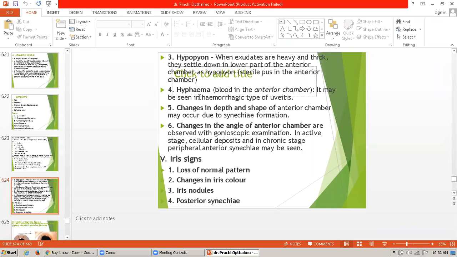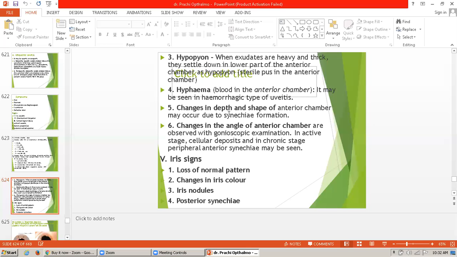Then hyphema, that is blood in the anterior chamber. It may be seen in the hemorrhagic type of uveitis. So in the hemorrhagic type of uveitis, blood in the anterior chamber is seen.